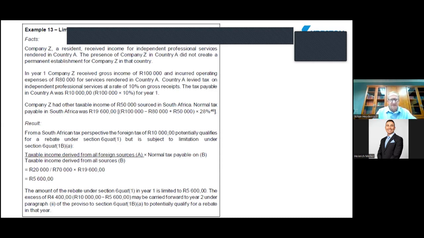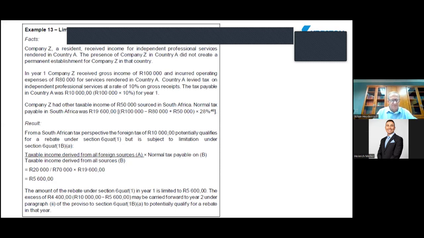You had other taxable income of 50,000 Rand in South Africa. So now, what is your South African tax? It's your foreign sourced income of 100,000 Rand minus your 80,000 Rand attributable to that 100,000 Rand, plus a South African taxable income of 50,000 Rand, times 28%, so that's 19,600 Rand.